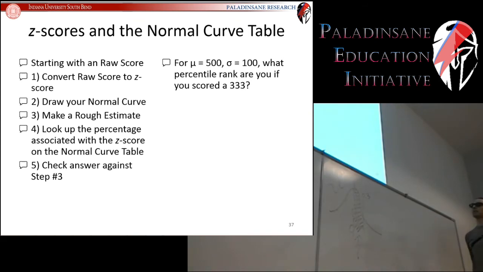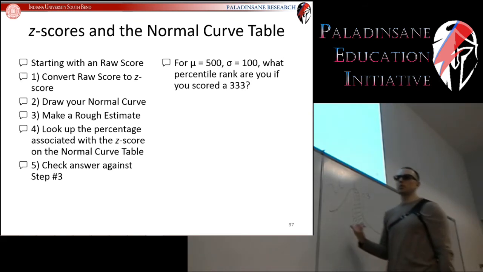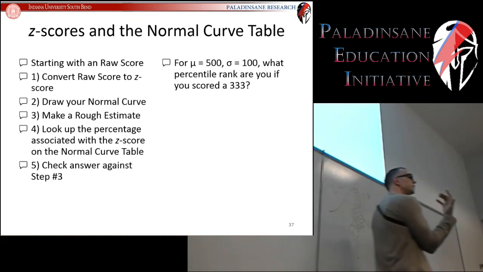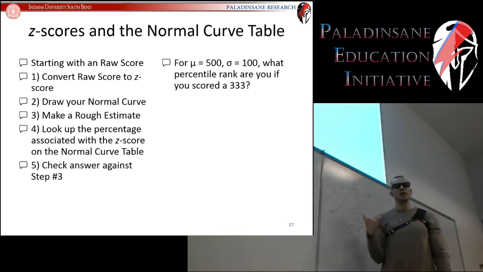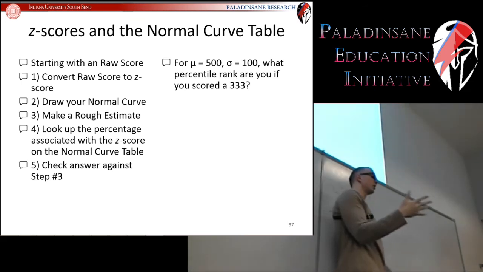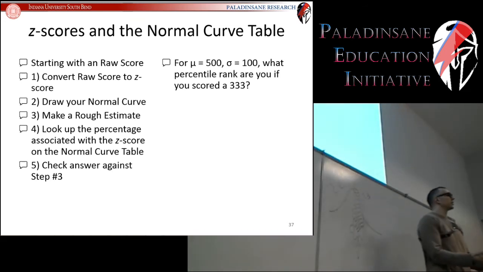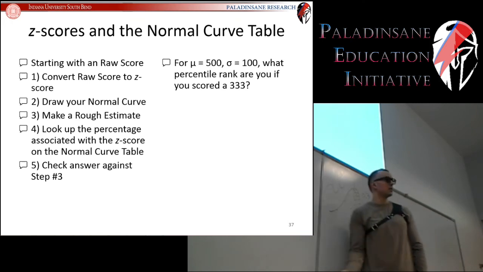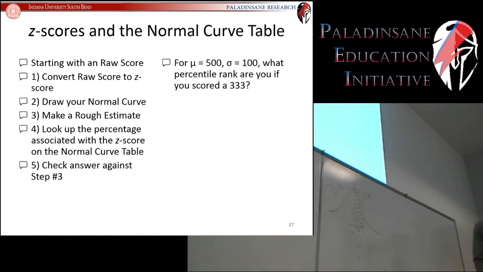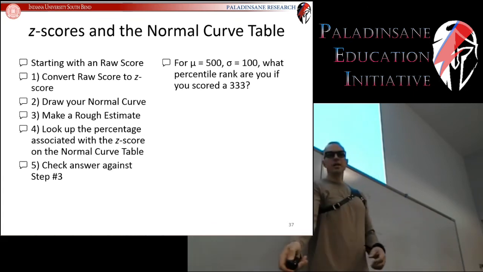And let's take a look at how that might actually work. Let's say, recall the days when you were taking SATs, right? So you're taking your SAT, and you find out that on one of the individual tests, you get a score of 333. Now, for the SATs, there is a mean of 500 and a standard deviation of 100. So those scores are standardized. So with a mean of 500 and a standard deviation of 100, what percentile rank are you if you scored a 333? So how many people scored 333 or less? That's what a percentile rank is. So how do we answer this?